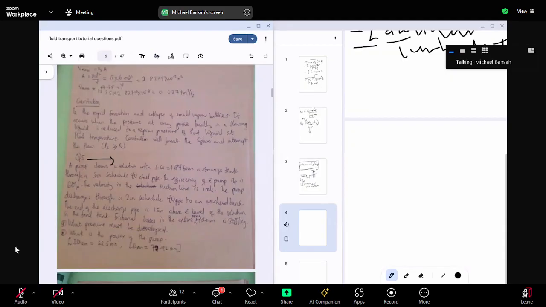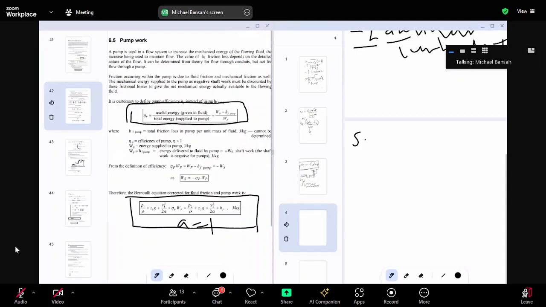So a pump draws a solution with specific gravity 1.84. Now the solution was not given, and looking at the specific gravity, we can assume it's not water. So the specific gravity is 1.84, and we know how to calculate the density.